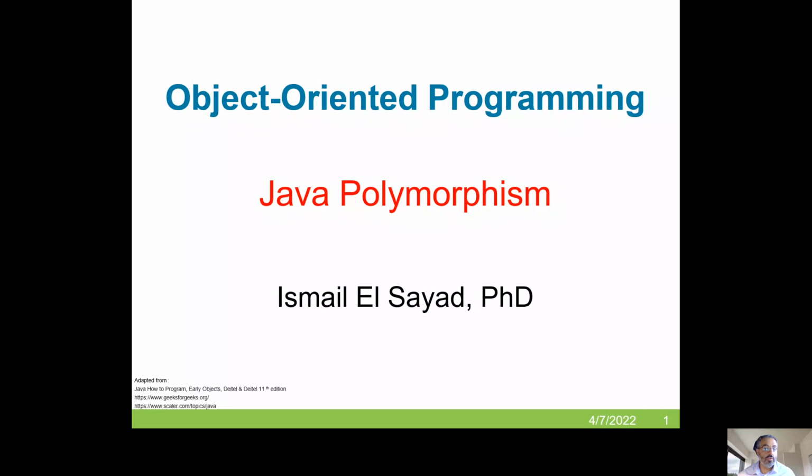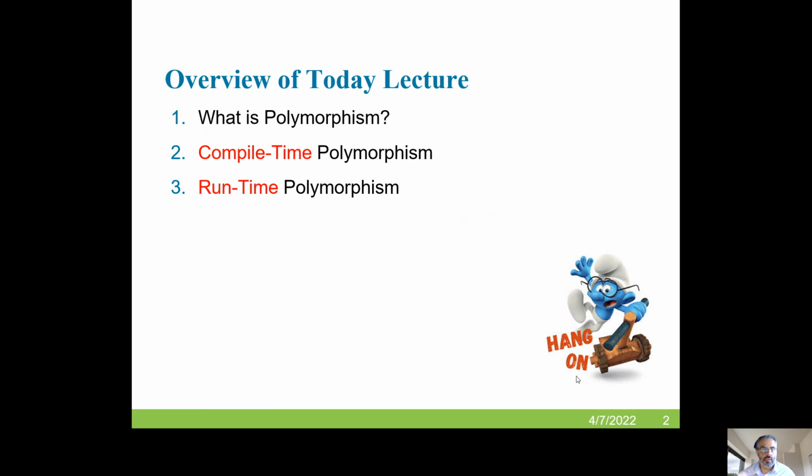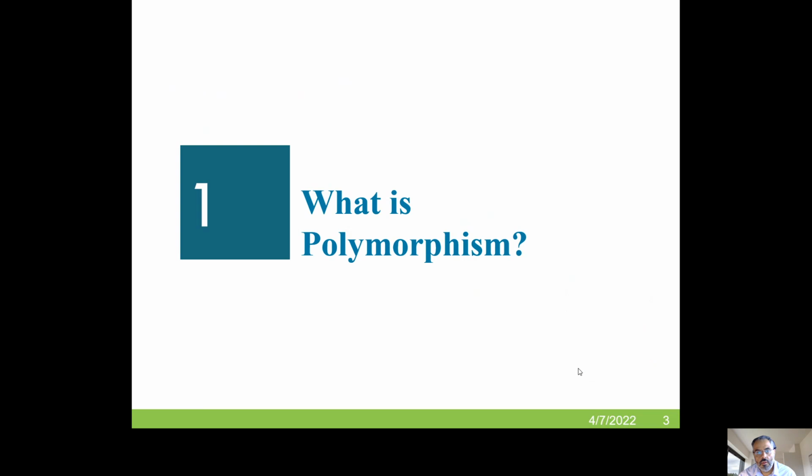I am going to give you a lecture today about Java polymorphism. So during the lecture today, we are going to discuss what is polymorphism. Then we are going to discuss two different types of polymorphism, compile time polymorphism and runtime polymorphism. Let's start with what is polymorphism.